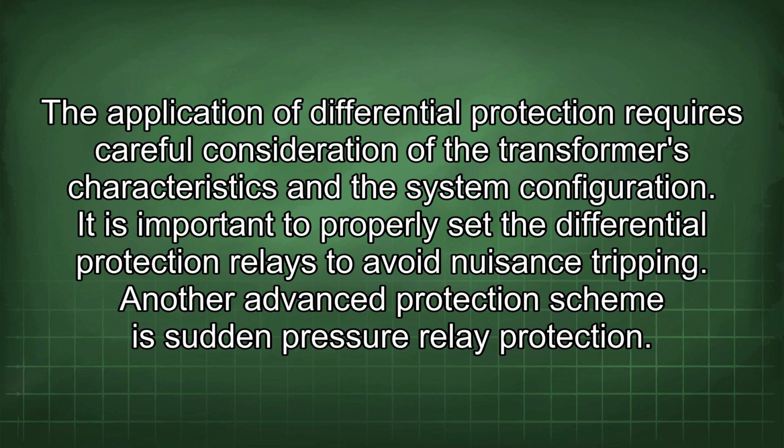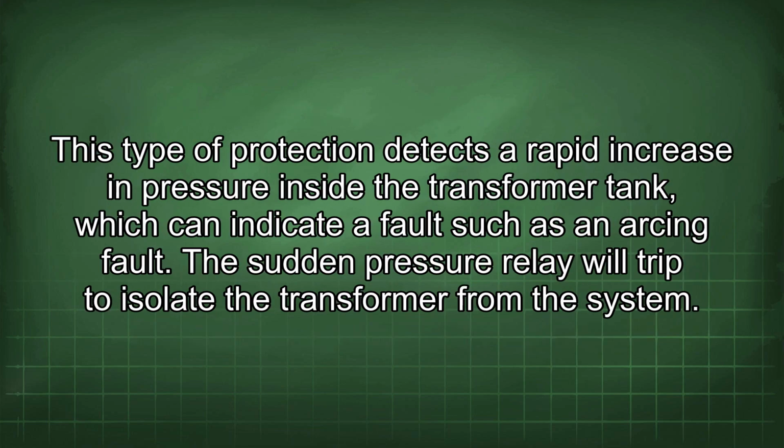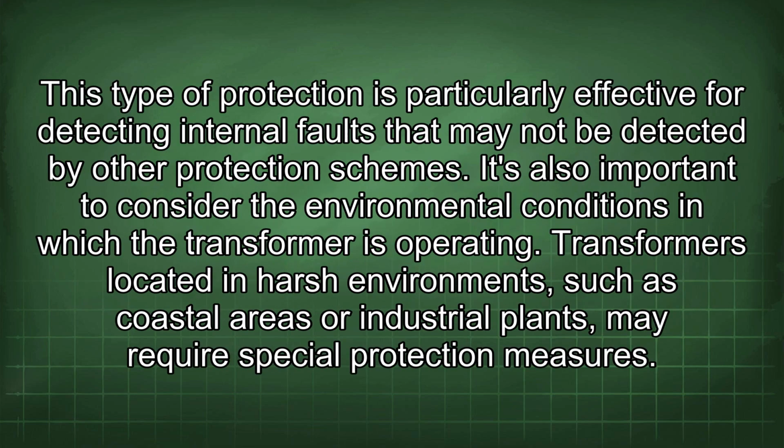Another advanced protection scheme is sudden pressure relay protection. This type of protection detects a rapid increase in pressure inside the transformer tank, which can indicate a fault such as an arcing fault. The sudden pressure relay will trip to isolate the transformer from the system. This type of protection is particularly effective for detecting internal faults that may not be detected by other protection schemes.